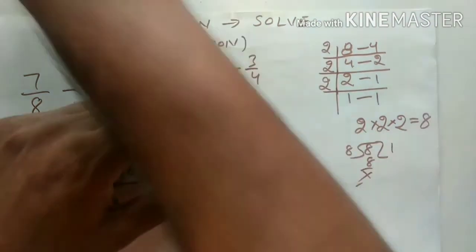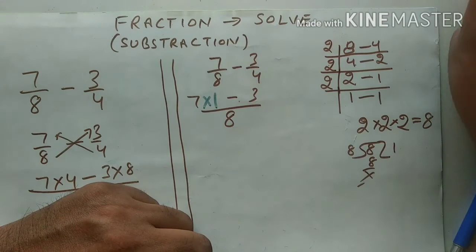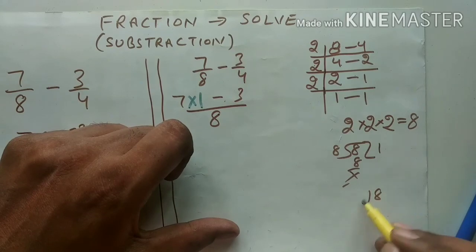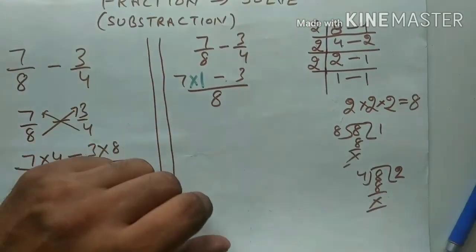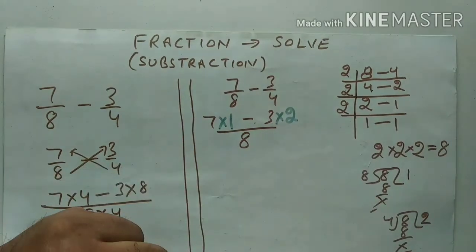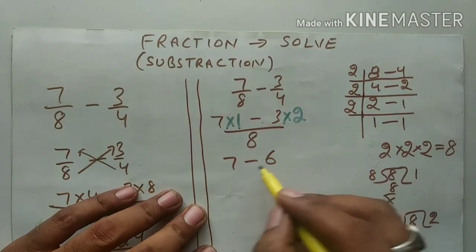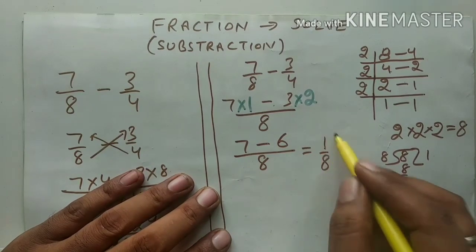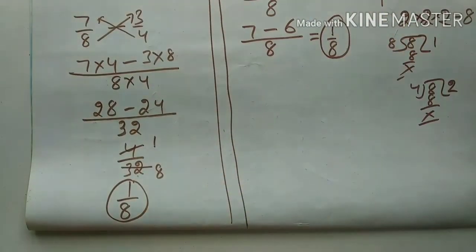Okay student, I use different ink. Okay, that is 1. Now I divide 8 by 4. The answer is 2. Now I will multiply this 2 with 3. Okay student? Now 7 ones are 7 and 3 twos are 6, over 8. Now 7 minus 6, that is 1, and 1 over 8, this is the answer. Now student, you can see both the answers are the same.